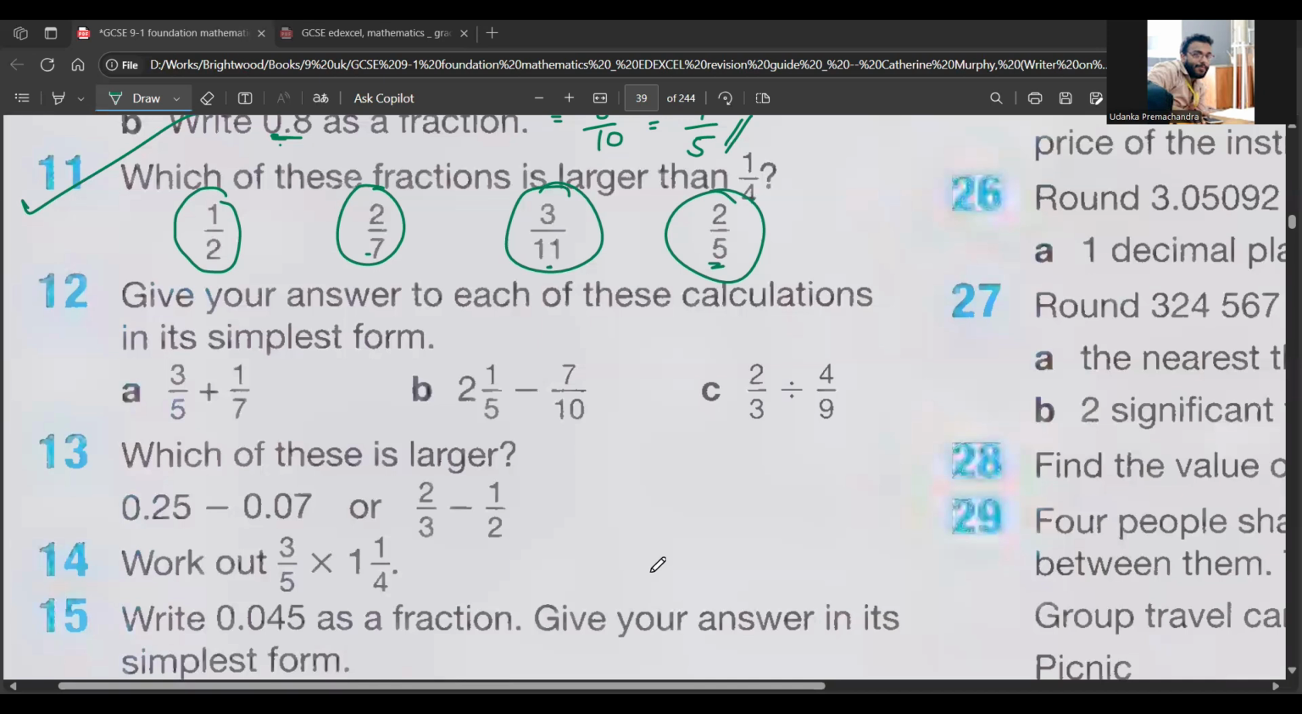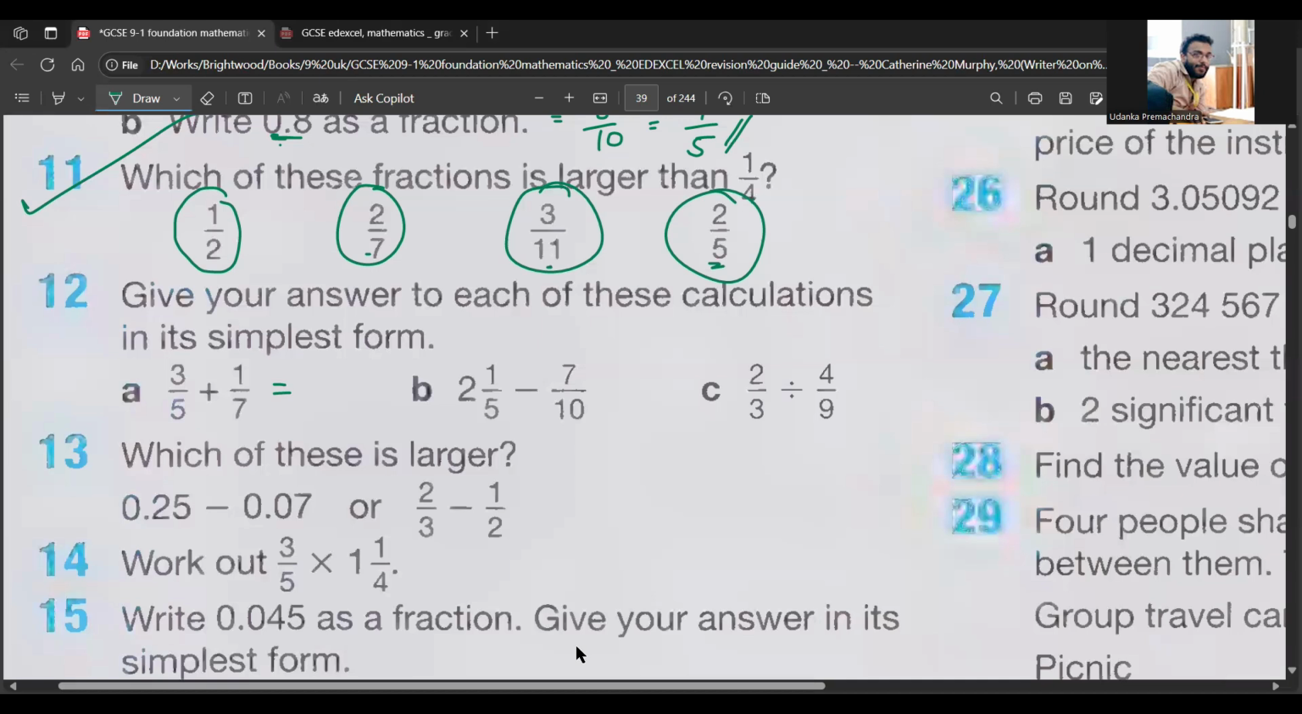Okay, sir. Okay, yes. Mm-hmm. Okay, what is the answer for first one? And for the first one, it's 26 over 35. 26 or 35.